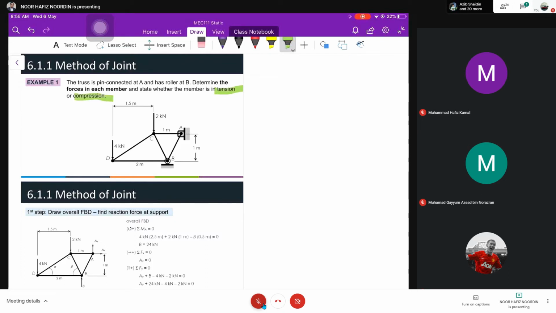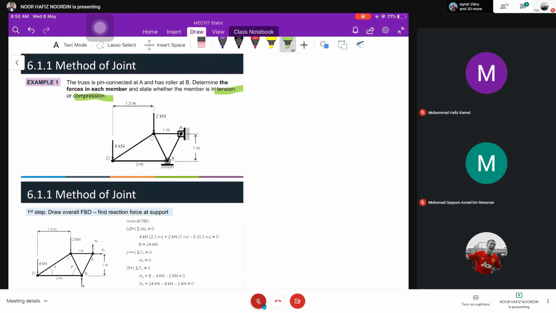So when you calculate and you get a positive value for the member, that means the member is in tension condition. And if let's say you got the negative value, then the state of the member is in compression. Okay.